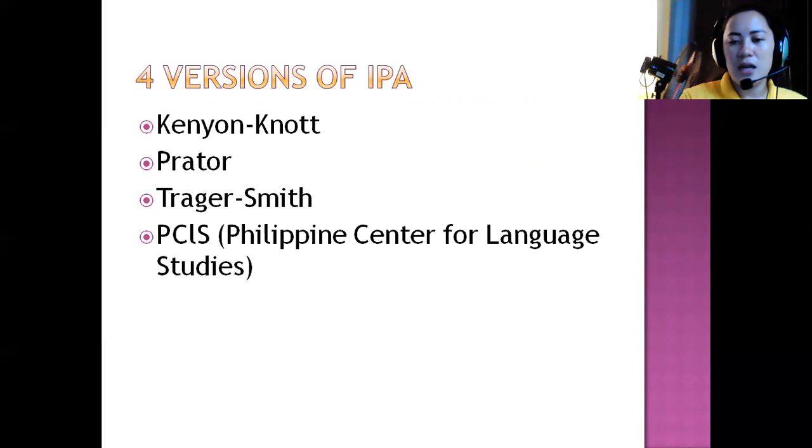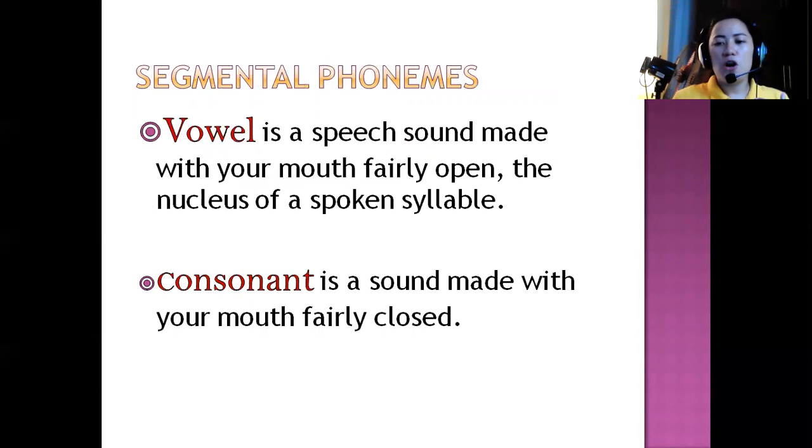The version that I am using here is the Prator version. Before having examples of the phonemic symbols of the Prator version, we will first differentiate the two segmental phonemes in the general American English language. This is very common since you started your education way back in kindergarten. You already talk about the vowel and the consonant sounds.